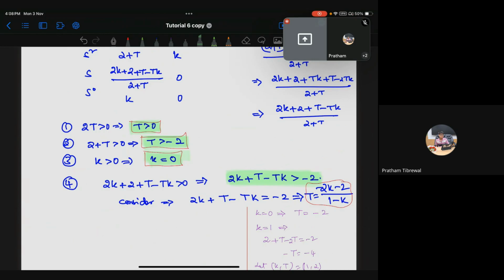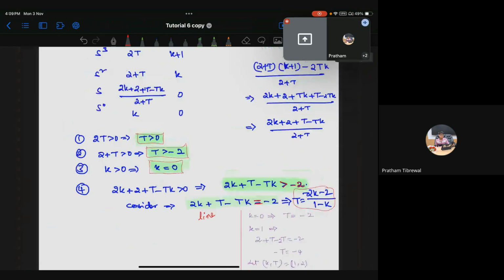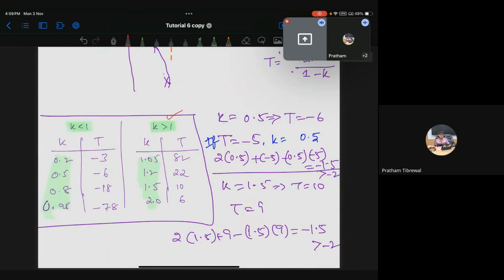Clear? So it is just like the previous problem. Here we have two variables, t and k. Again, same way. You wanted to check this line, so draw this line first. Draw this line equal to -2, and choose the region which is greater than -2. Then it will be easy for you. Okay, so that is another kind of problem.